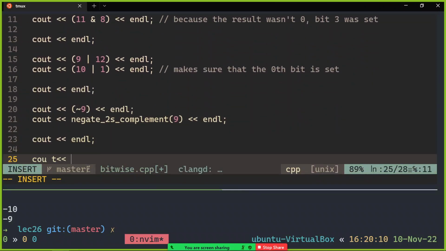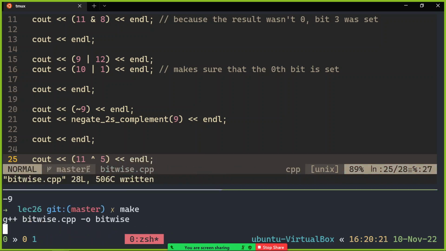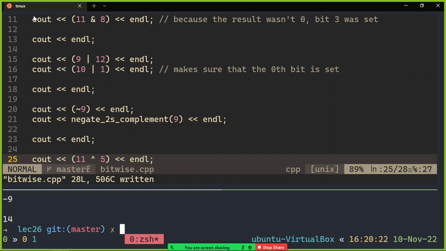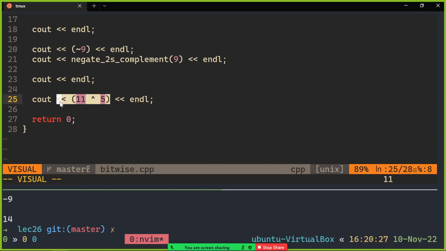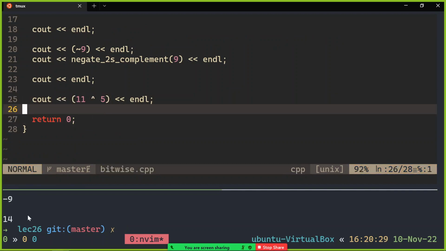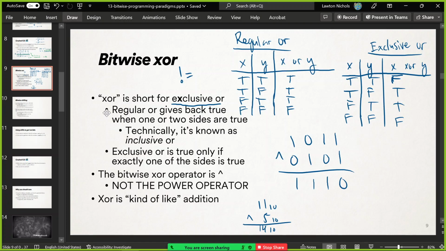So it was 11 exclusive ORed with 5. And we ended up with 14, apparently. And so that is the character for that. So it's definitely not to the power of, right? Something very different. Nowhere near what that answer should be.